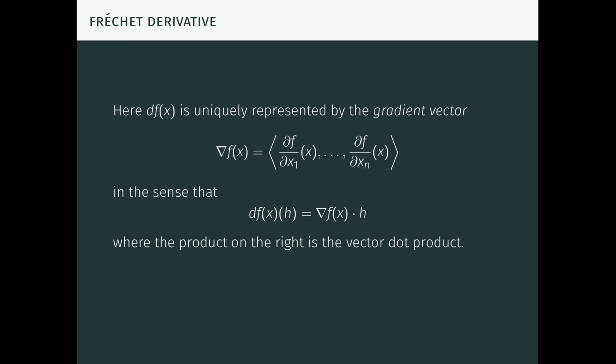Here, df at x is uniquely represented by the gradient vector, del f at x, whose components are the partials of f with respect to the variables x1 to xn, evaluated at x. The gradient of f at x uniquely represents the differential of f at x in the sense that df at x at h is just the gradient of f at x dotted with h, where the dot is just the vector dot product. In calculus, the derivative of f at x is defined to be the gradient of f at x.